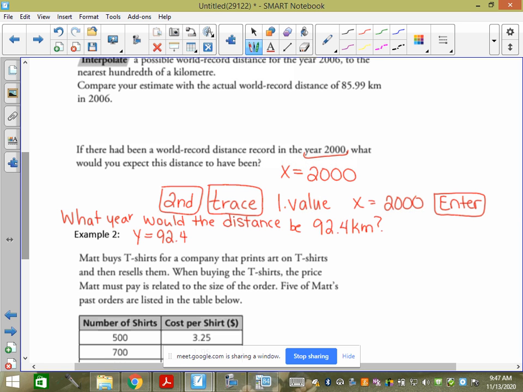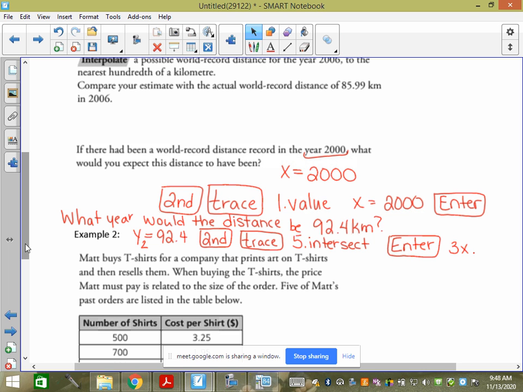Very top left, equals Y equals button. Don't clear out your Y1, you need it. That's your equation. This goes in Y2. So in Y2, you're going to put in 92.4, and then you're going to get two lines, and you're going to find out where they intersect. So then you're going to go second, trace, 5, intersect. And then enter 3 times. Enter, enter, enter, not enter 3 multiplication sign. Enter, enter, enter. Okay?